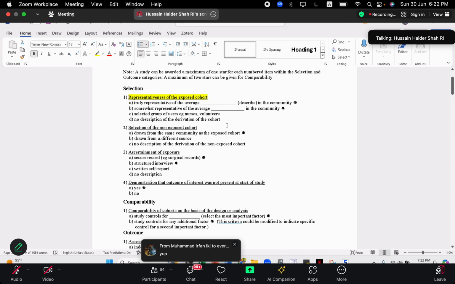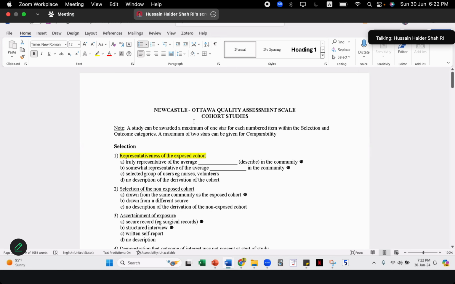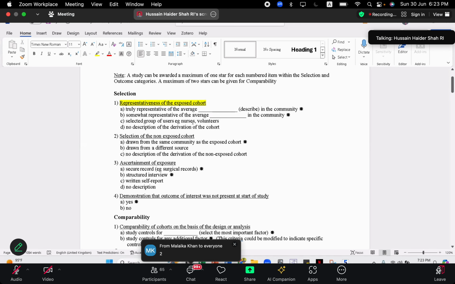So again, consider you have your meta-analysis, and you are going to include 5 articles. 1 article is a cohort study. Now you went thoroughly through the cohort study, and in the methodology section, they have mentioned that the representativeness of the exposed cohort is a true representative, and they have selected the non-exposed cohort from the same community. Now, how many stars will this give to this article? 2. Malaika is saying 2. Your answer is correct, Malaika. Omama is also saying 2.